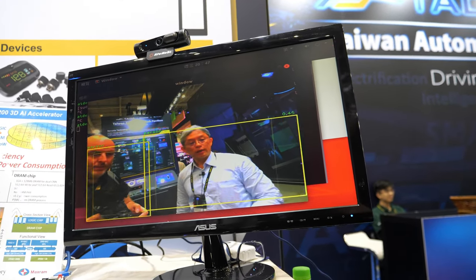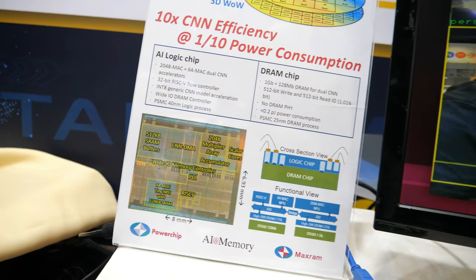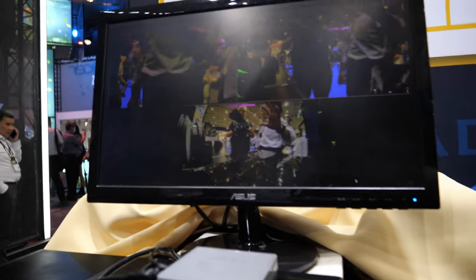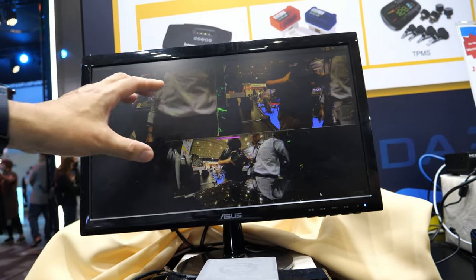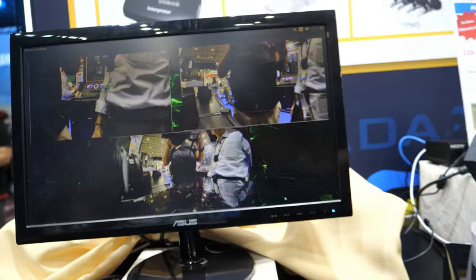And this is another platform doing the same job. They also run the YOLO program, trying to detect the humans. Okay. And this is the same chip?